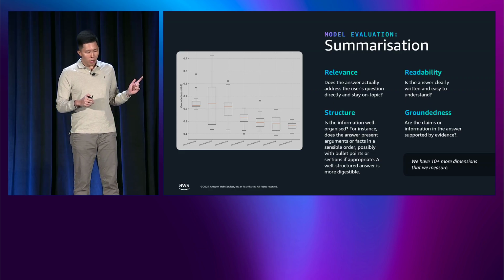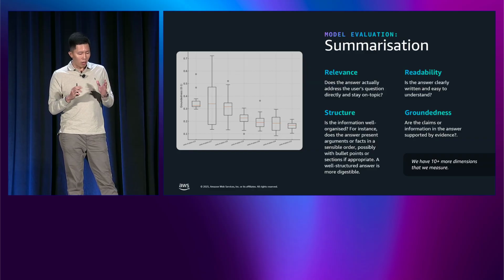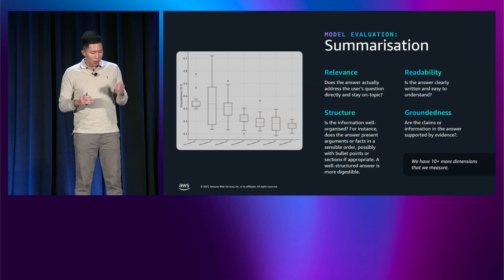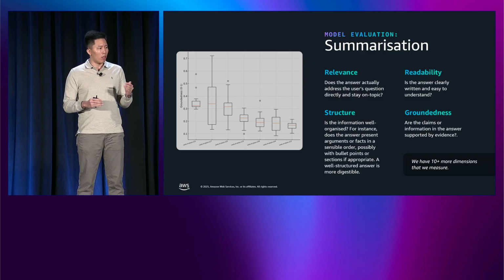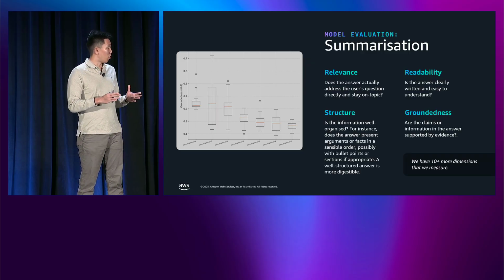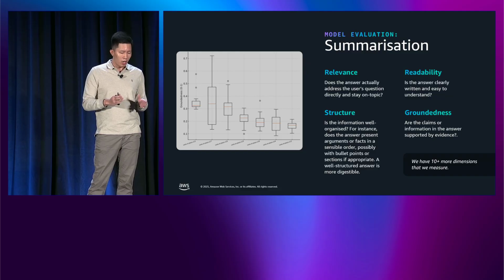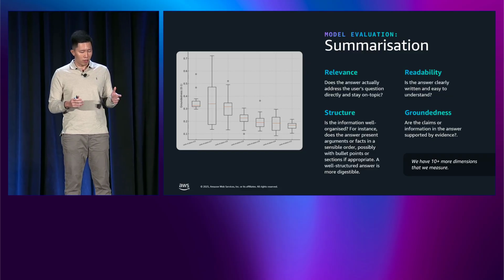The chart you see is our test of 7 different LLMs for groundedness. The orange line represents median. The box represents the interquartile range, which means the middle 50% of the results. And the dots represent outliers.